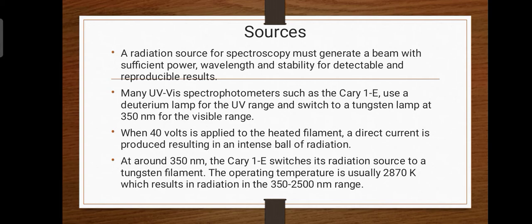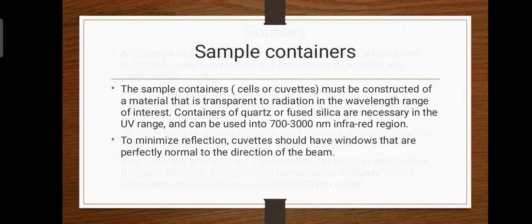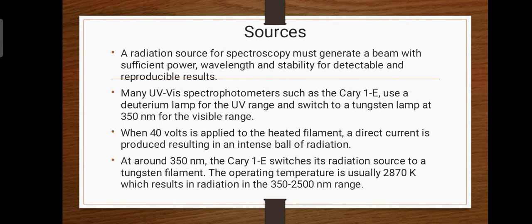Then at around 350 nanometers, the Cary 1E switches its radiation source to a tungsten filament. The radiant energy emitted from a heated tungsten filament approaches that of a black body, and thus it is temperature dependent. The operating temperature is usually 2870 Kelvin, which results in radiation of the 350 to 2500 nanometer range. The lower limit is due to the absorption at 350 nanometers by the glass container housing the filament.